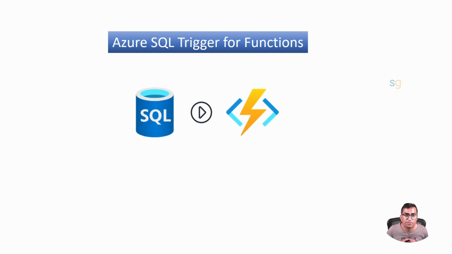Azure Integration Services landscape is evolving at a rapid pace. One of the recently added features is the support for Azure SQL Triggers for Azure Functions. Your Azure Functions can now respond to the events in Azure SQL Database in real time. This seamless integration not only simplifies complex processes but also significantly enhances the efficiency and reactivity of the application.